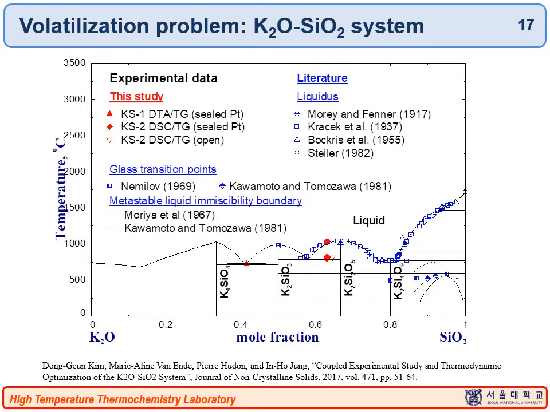Using this sealed platinum capsule technique, we could obtain good phase diagram data. For example, this is the K2O-SiO2 binary system, and this eutectic temperature was measured for the first time by using this kind of sealed platinum capsule.